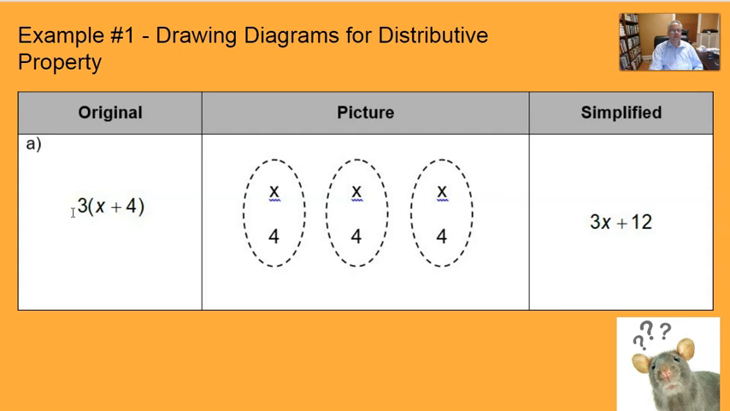The original expression is 3 times the quantity x plus 4. All right, so that means we kind of have 3 of these being added together. And that's illustrated in the picture. We have an x plus 4 here, added to another x plus 4, added to another x plus 4. And as we learn when we're combining like terms, we can combine the x's. x plus x plus x is 3x, and 4 plus 4 plus 4 is 12. So it turns out that 3 times the quantity x plus 4 is equivalent to 3x plus 12.